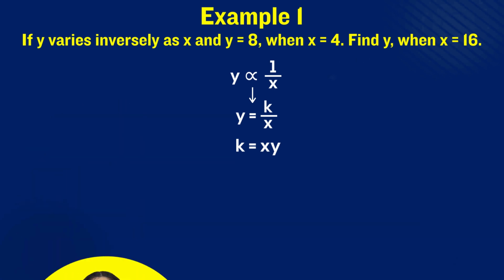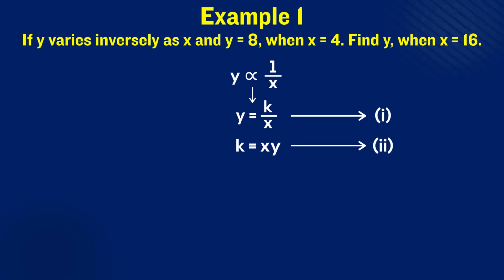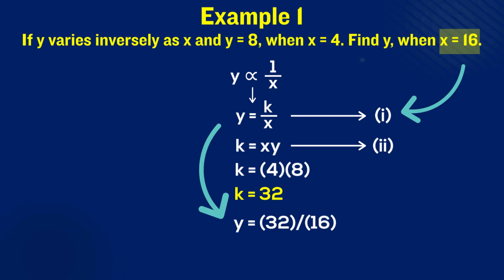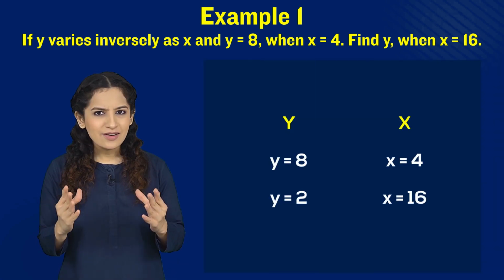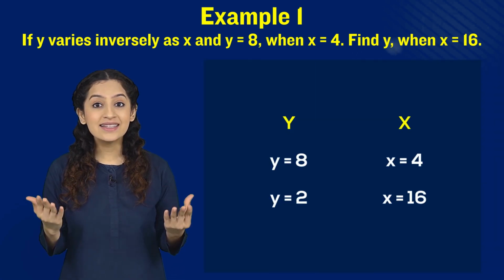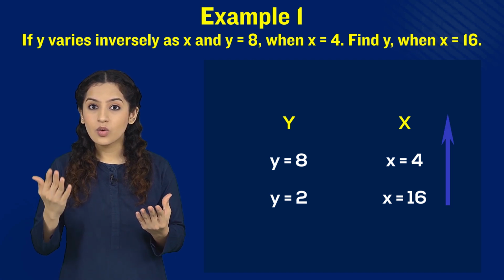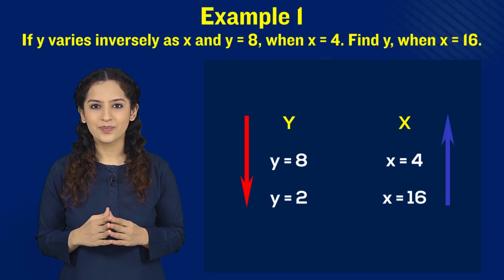Solve it then. Let's say this is equation 1 and this is 2. Now, in equation 2, if we substitute y with 8 and x with 4, the values given in the question, we get k equals 32. And putting this k along with x equal to 16 back in equation 1 gave us the desired value of y, which is 2. Can you spot the inverse proportionality? It's easy. When x increased, y decreased, and vice versa.